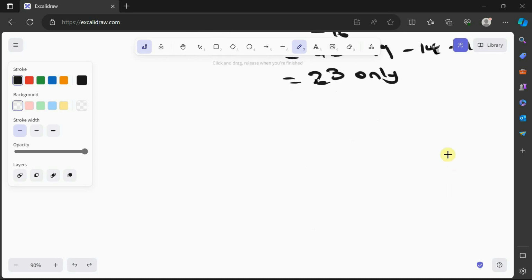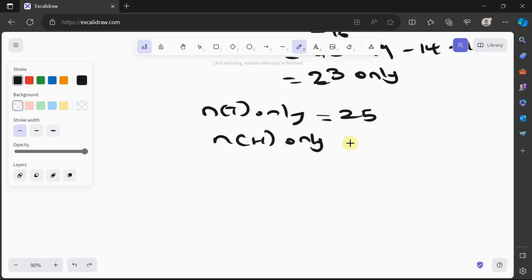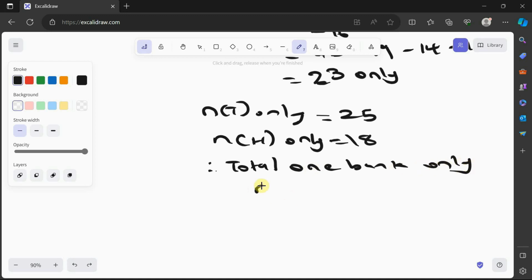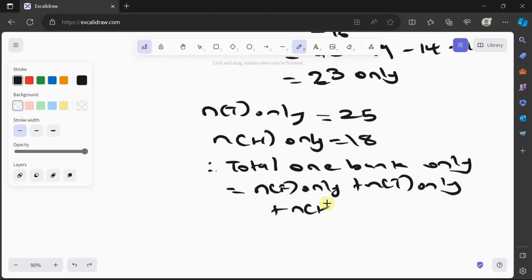Welcome back. So if you did that correctly, the number of Trust Bank only that you should have would be 25. And then the number of Hallmark only that you should have would be 18. And if you did not get that, you might want to check the calculation that you did again. So at the end of the day, the total number of people that use only one bank will just be the sum of the First Bank only plus the Trust Bank only plus the Hallmark Bank only.